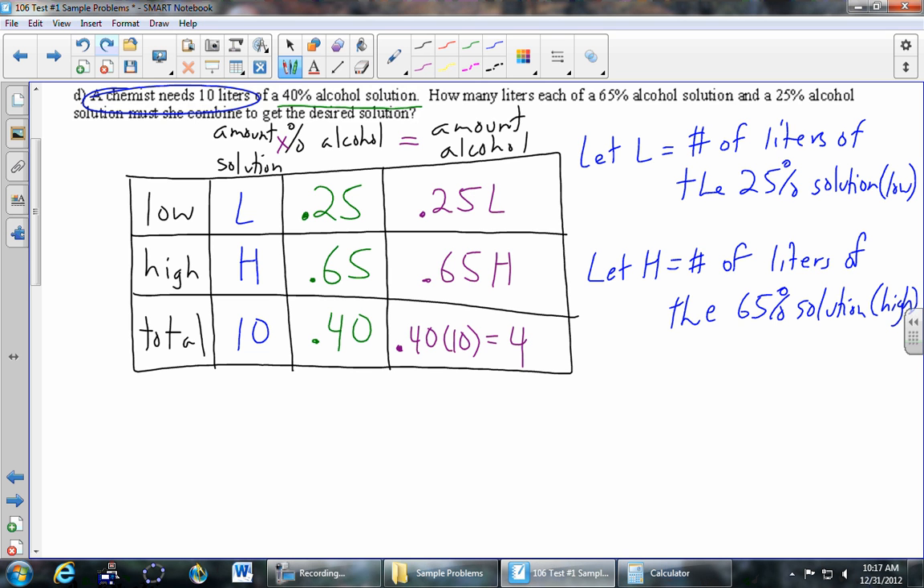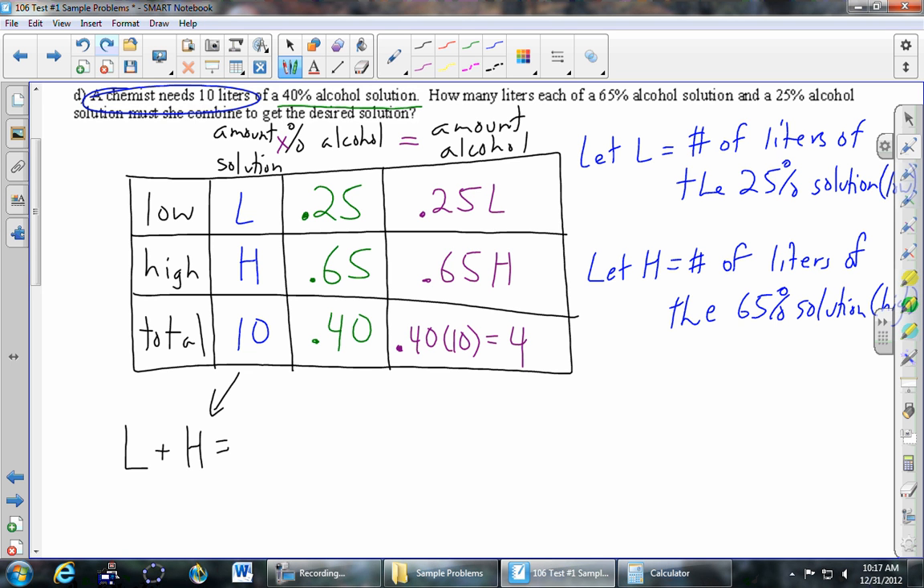Okay, now we need some equations. So the first equation is going to come from this first column. I know the amount of solution I had was L liters for the low concentration, H liters for the high concentration, but altogether 10 liters total. And the other equation is going to come from the last column.